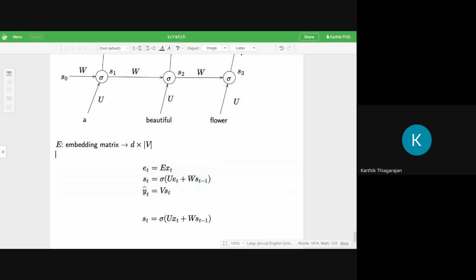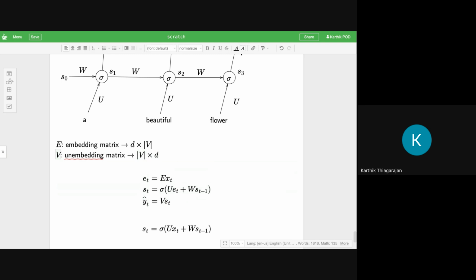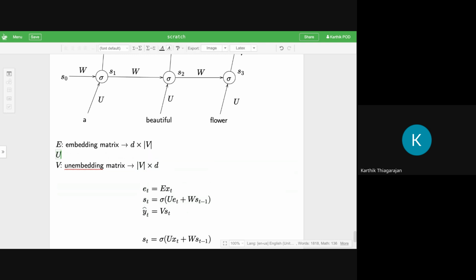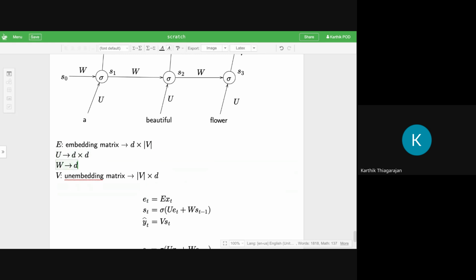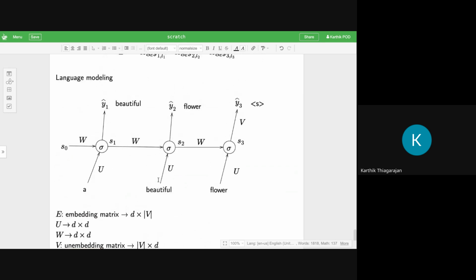So typically V is called the unembedding matrix sometimes, because it takes you from your embedding space of size d back to your vocabulary, right? And if you think about it, it will be V cross d. So U in this case I will retain as d. In fact, in this case, both U and W will be d cross d. Okay. So this is a common practice that you will see in RNN based language models.